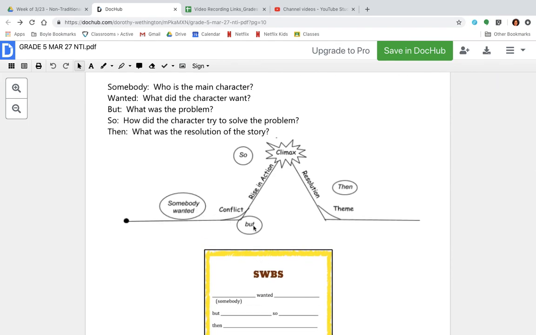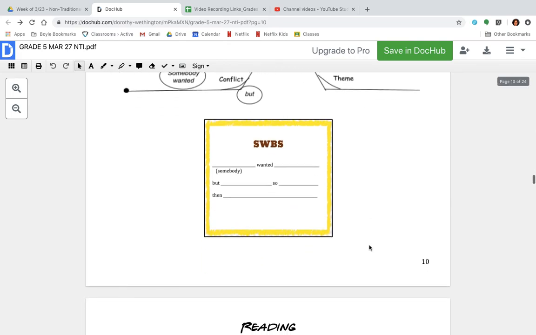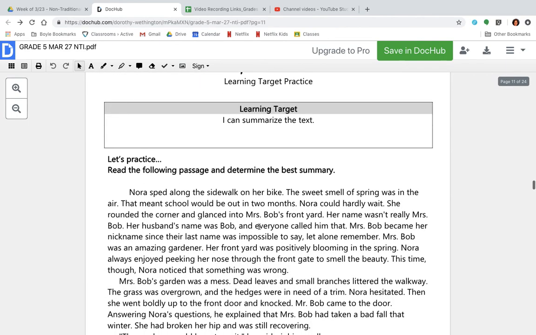Somebody wanted, but so then. The conflict, the rise in action, the climax, and the resolution and theme. Somebody wanted, but so then. Let's practice. Read the following passage and determine the best summary.